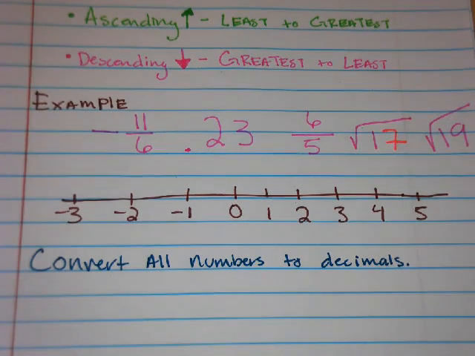So convert all those numbers to decimals. Once you do so, you can then place those numbers onto the number line. For instance, 23 hundredths is barely past 0, so 23 hundredths would be about here.